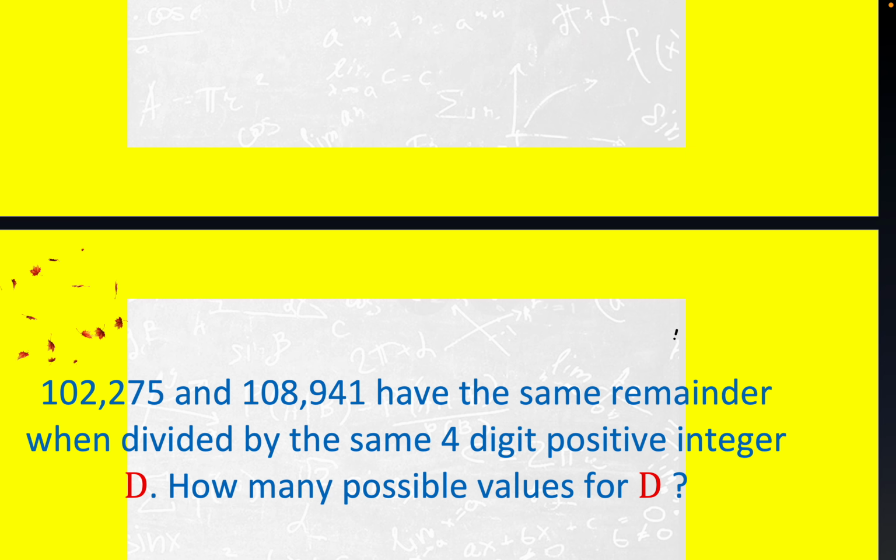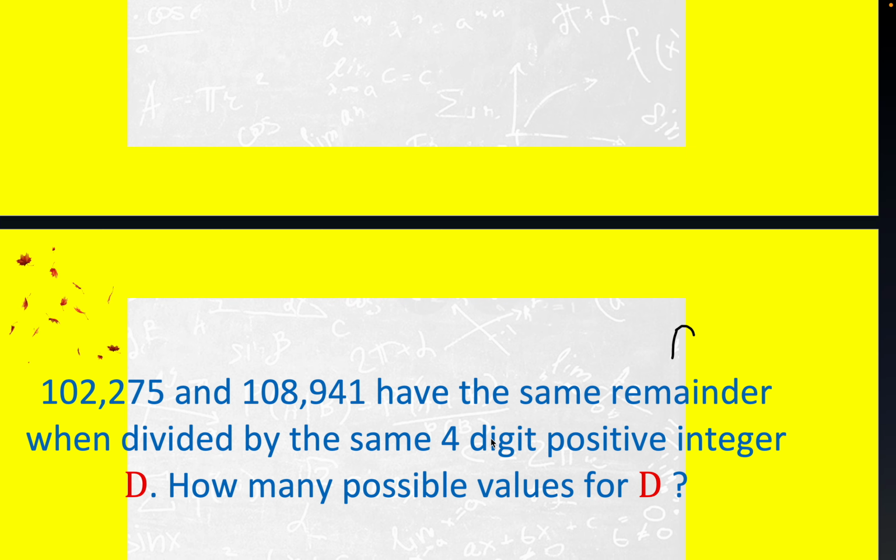I'll pose this problem, and it's similar to a problem I saw in an Olympiad prep document somewhere. I can't remember what it was. But you're given two 6-digit numbers, and you're also given that they have the same remainder when divided by the same 4-digit positive integer d. So the question is, how many possible values of d? And there's no assurance there will be any, but let's see how this goes.